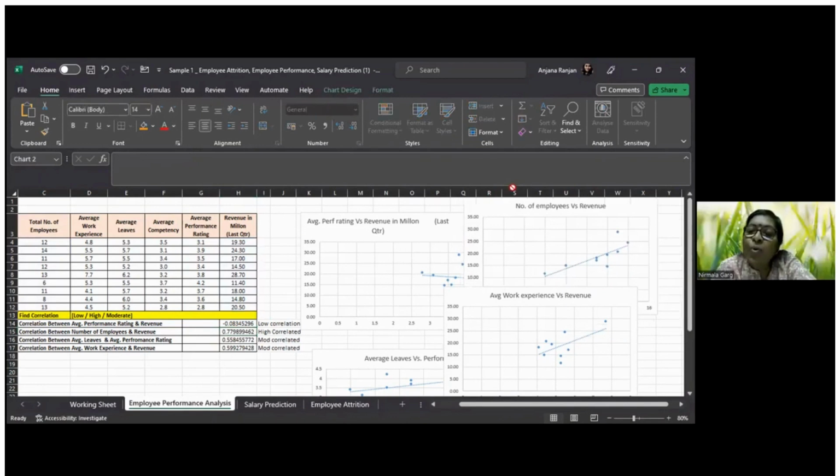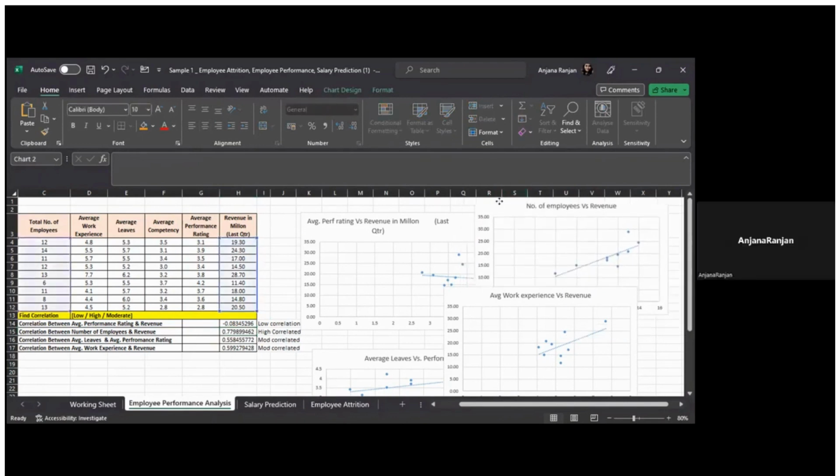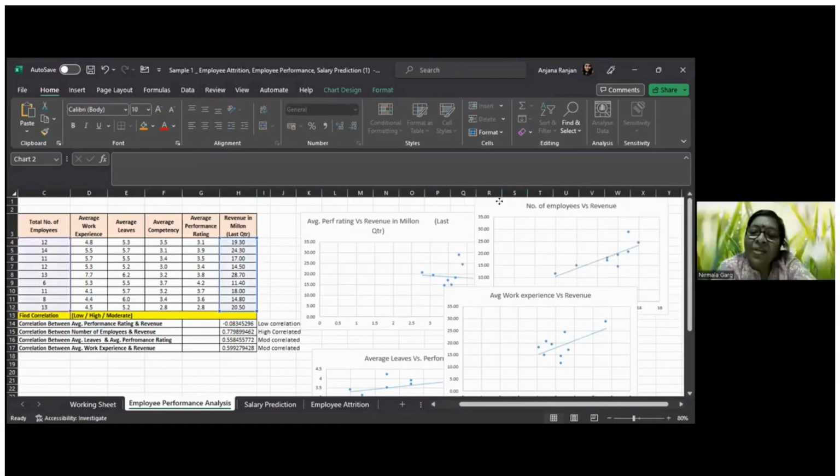You can see that the line is going up, right? It's a positive and a very high correlation.